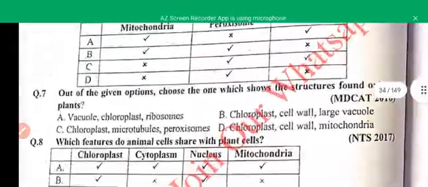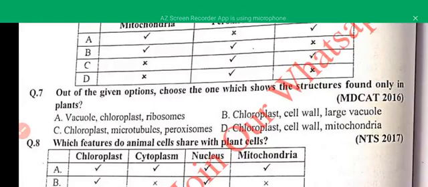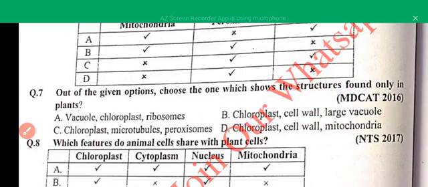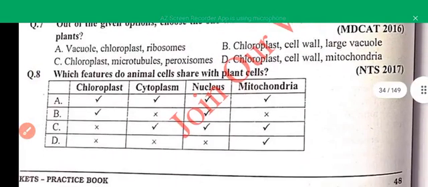Then we are going forward. The next MCQ: out of the given options, choose the one which shows structures found only in plant cells, not found in animal cells. Vacuoles, chloroplast and ribosome, no. Chloroplast, mitochondria and peroxisome, no. Chloroplast, cell wall and large vacuole are the structures present only in plant cells but not in animal cells.